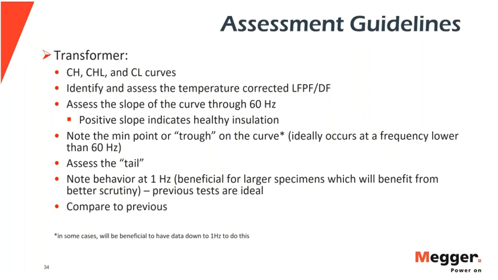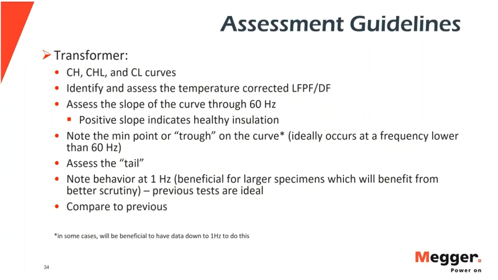And then from there, the first thing you want to do is assess that temperature-corrected line frequency power factor. So 60 hertz in the case of the States, we want to take a look at that power factor, verify that it's corrected to a representative 20 degrees C equivalent value, and assess it on basic guidelines that we know, preferably with previous test results, and short of that against the limits.